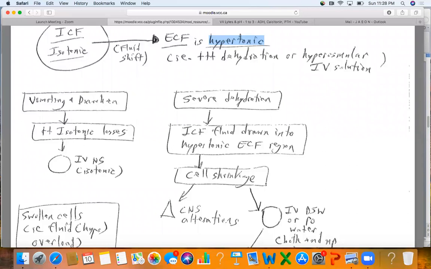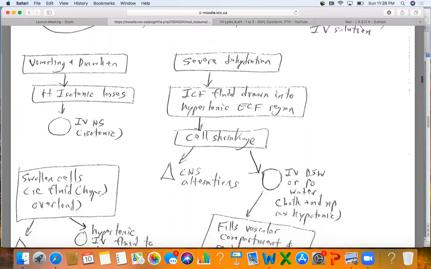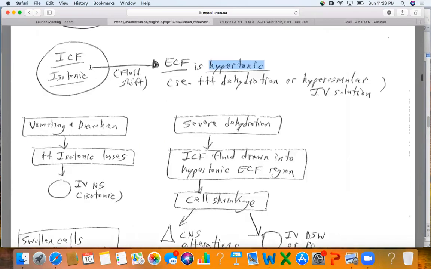These maps down here highlight what kind of fluids may be given on the wards for these conditions. It's really not written in stone. You see these fluids interchanged all the time on the wards, and it's not usually a huge deal. This map here highlights what I talked about above: if you pull too much fluid out of the cell, like in this case severe dehydration, you can cause cell shrinkage, and that could cause CNS, central nervous system, issues.